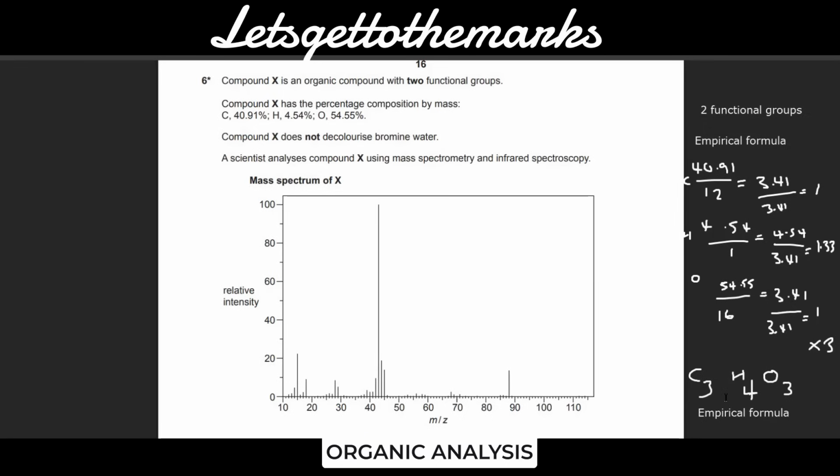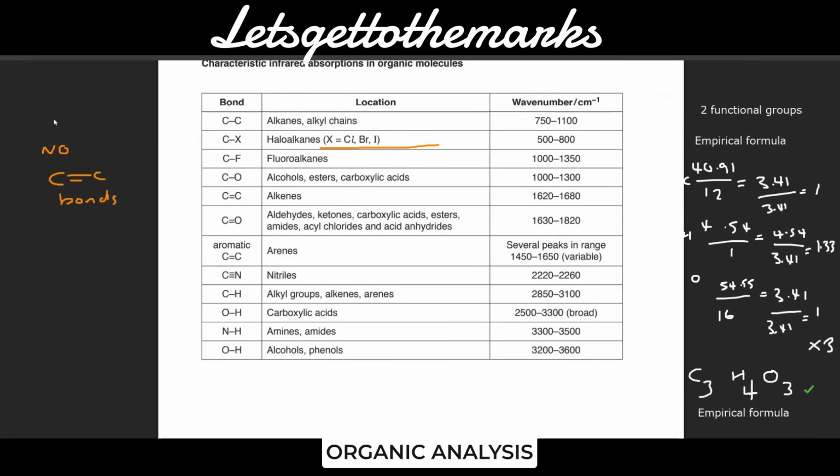Now what else can we tell from the information on this first screen? So let's have a little look what else we can discover. Compound X does not decolorize bromine water. That means it stays orange. What does that tell you? There are no C=C double bonds. And you might say, well, how does that help me? Well, it helps us later on when we look at the IR spec.